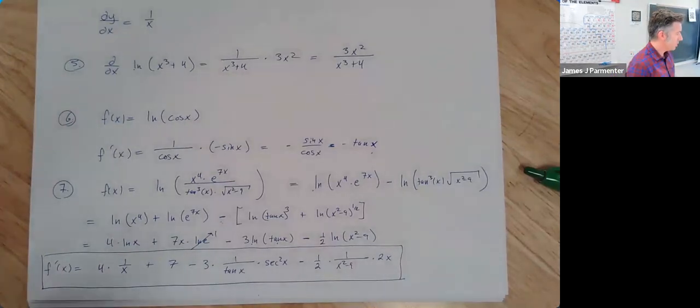So that's definitely what you want to do if you see something gross like this, where it's natural log of a bunch of stuff. You want to break it apart into as many logarithms as you can, and then after you have simplified, take the derivative of those pieces.